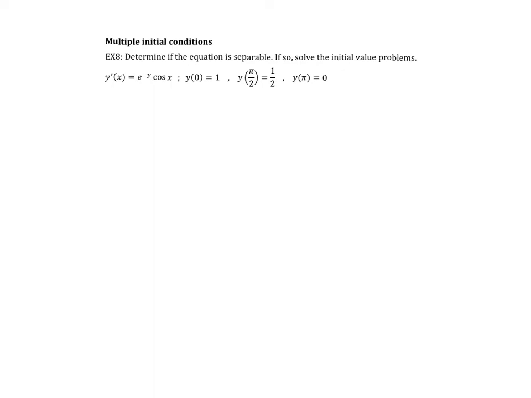And yes, this is separable. I can write this as e to the y. If I divide both sides by e to the negative y, it becomes e to the y times y prime of x, and here are the variables x not t, equal to cosine of x, so yes, it's separable. And now when we integrate with respect to x, the dy, dx is going to cancel. This becomes the integral of e to the y dy. And on the right, we have the integral of cosine of x dx.